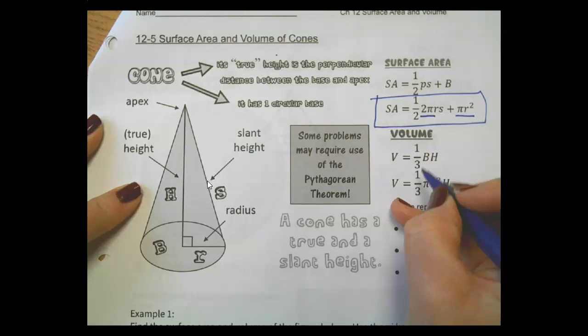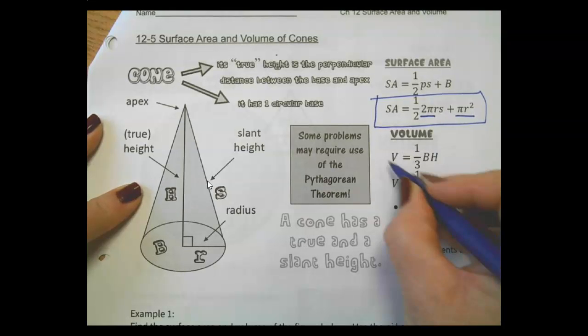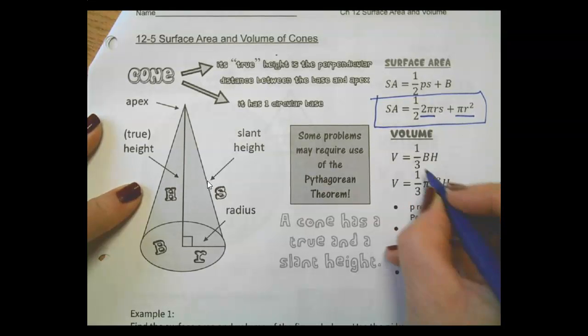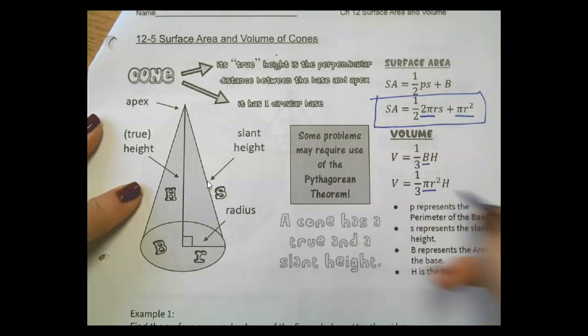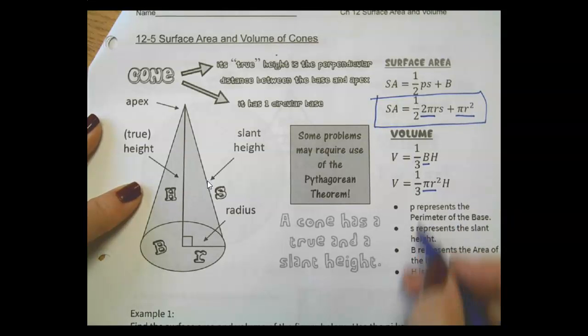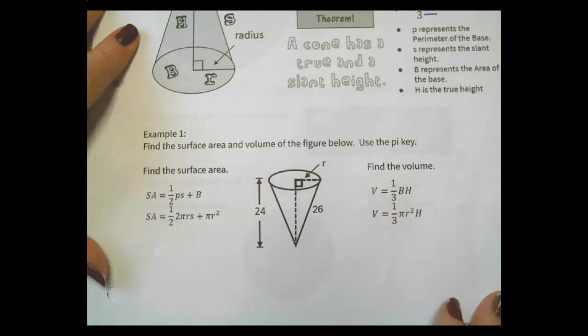Same thing with the volume. It still follows this 1/3. My base is the area of a circle, and then my height, of course, is from my base to my apex. And of course, we've been through these here. So let's go ahead and start on our first example.